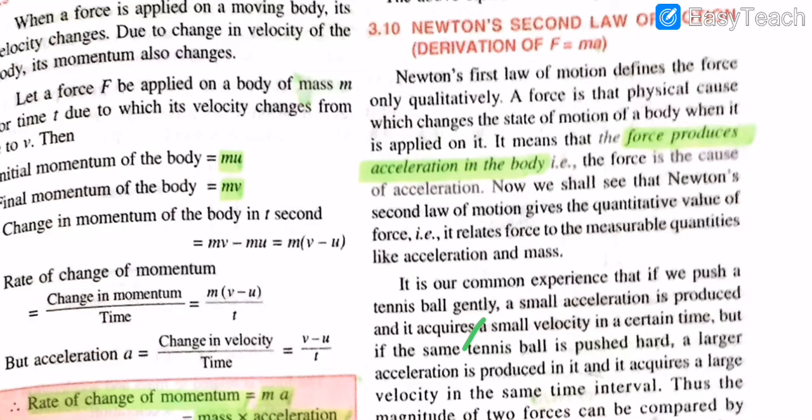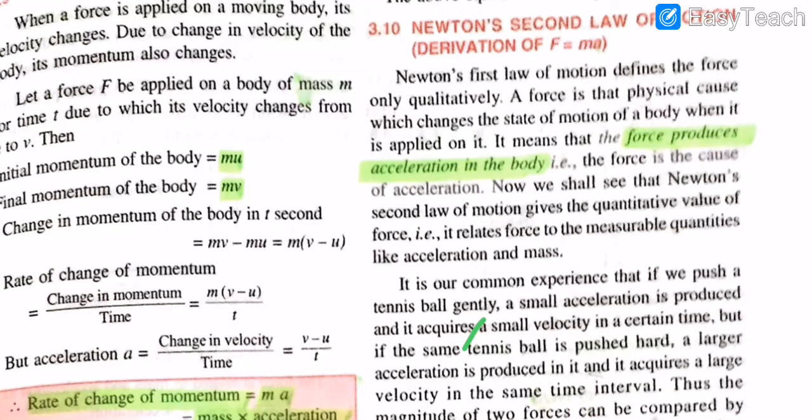If a force F1 produces an acceleration of 5 meters per second squared, and F2 produces an acceleration of 10 meters per second squared on the same body, the magnitude of F2 is 2 times the magnitude of F1. Experimentally, Newton found that the acceleration produced in a body is directly proportional to the force applied on it. Makes sense. Force increases, acceleration increases, right? So this is Newton's second law of motion, that force produces acceleration on the body, and acceleration also depends on the mass of the body, right?